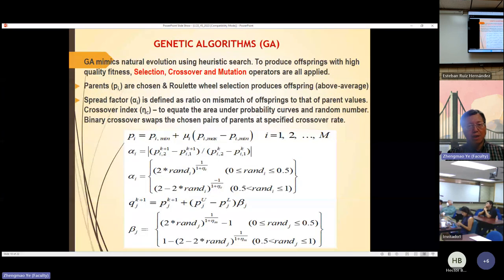So let's take a look at our genetic algorithms. The GA mimics the natural evolution and uses heuristic search. In order to produce the upstream with high quality fitness, the selection, crossover, and mutation operators are all applied. Now the parents are chosen, and the roulette wheel selection produces the upstream. And then we have the spread vector. The factor is defined as a ratio of the mismatch of the upstream to the parent's value. And another index, a crossover index, is to equate the area and the probability curves and a random number. So the binary crossover swaps the chosen pair of parents at a specified crossover rate.